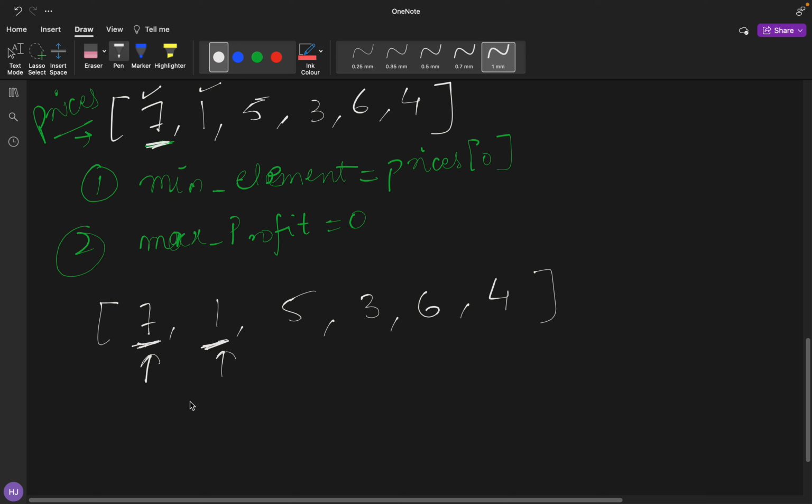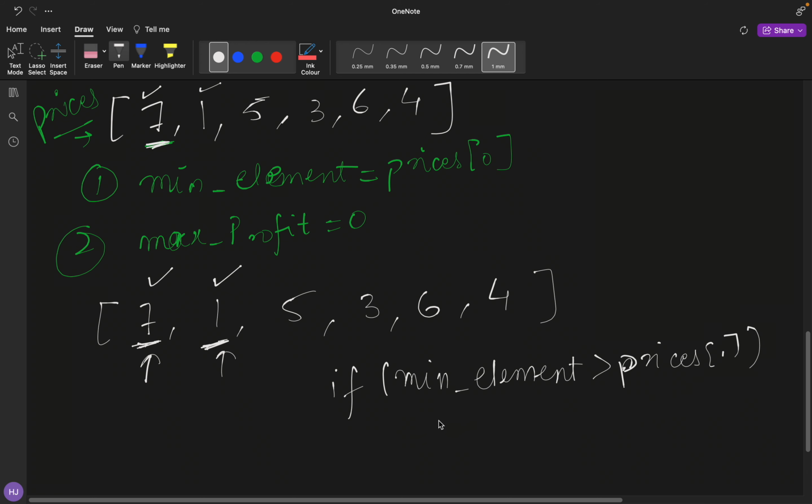do we see that 7 is greater than 1? Yes. So it means why buy on day 1? Let's buy the stock on day 2. So what I will do, if my minimum turns out to be greater than the current element, I will simply update my minimum element to the current element, right?